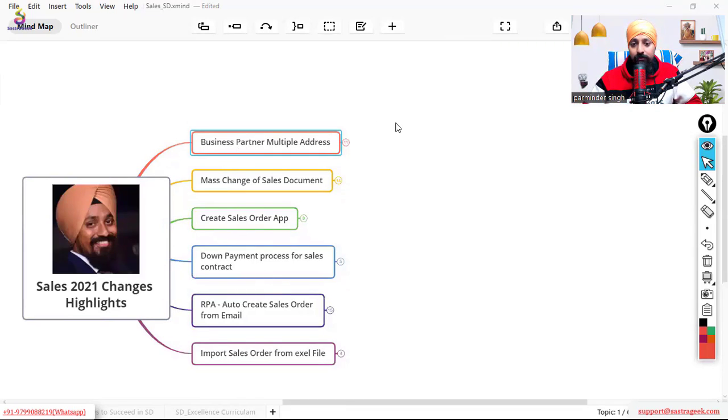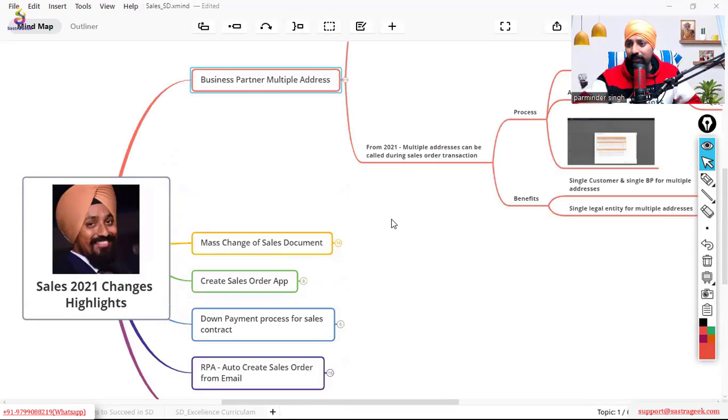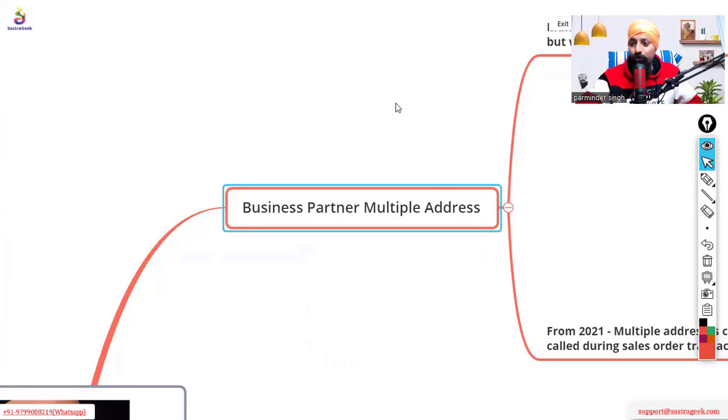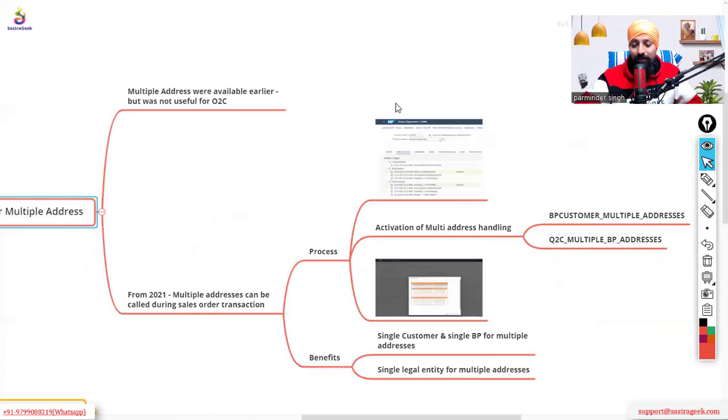This is my favorite topic, business partner multiple address. I think a lot of people in this session took training from me 2 or 3 years ago. That is the topic we were discussing, that multiple addresses can be maintained in the business partner. In customer, you can only have one address, right? If you need another address, you need to create another customer. From 2016 itself, the business partner has a functionality that one business partner can have multiple addresses.